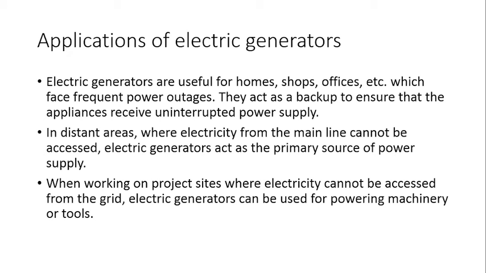Electric generators are useful for homes, shops, offices, etc., which face frequent power outages. They act as a backup to ensure that the appliances receive uninterrupted power supply. In distant areas where electricity from the main line cannot be accessed, electric generators act as a primary source of power supply when working on a project site where electricity cannot be accessed from the grid. Electric generators can be used for powering machinery or tools.